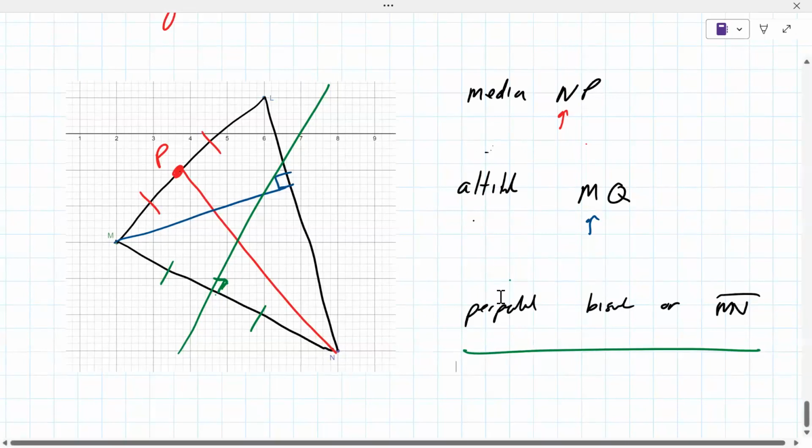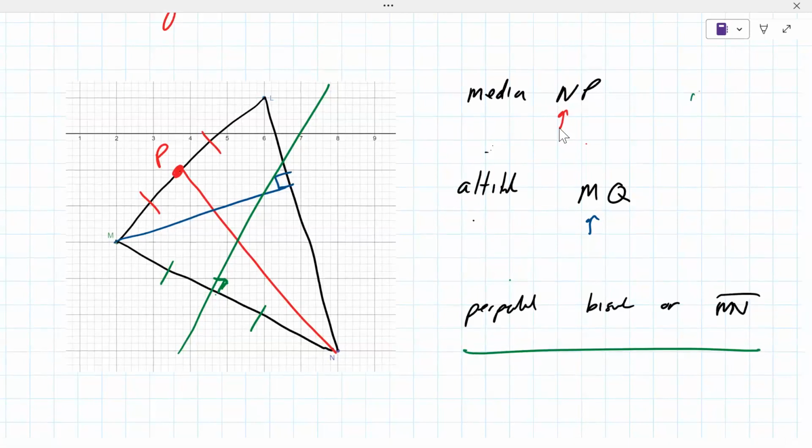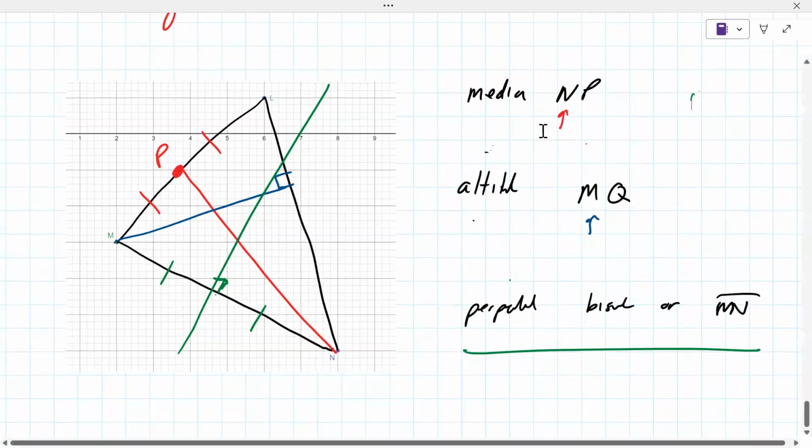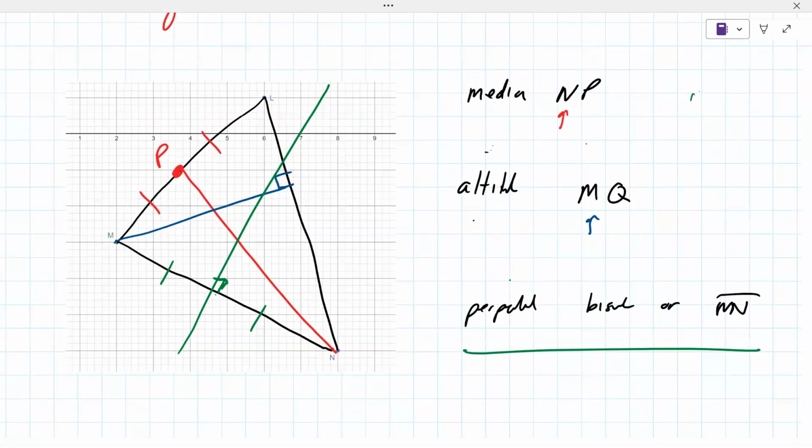You have to be able to do all three of these. Some overlap in terms of steps, but they're not anywhere near the same. And if you do the wrong one, I don't think that's going to give you credit. You really want to know how to do each of these, and when you get to the quiz, do them in order. If you know how to do median, then altitude, then perpendicular bisector, do the median first, then the altitude, then the perpendicular bisector. All right, we are going to stop there.